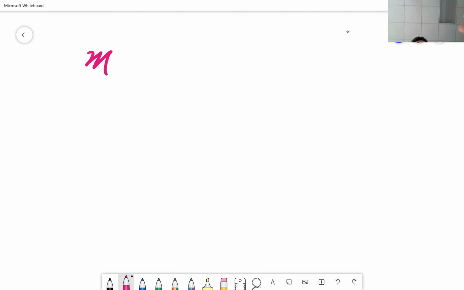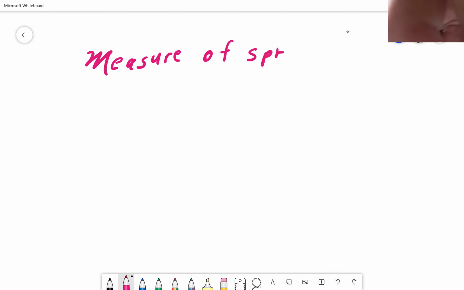So we're doing measure. Why is it so big like that? All right. Measure of spread. And now you can't see anything I'm writing for some reason. It came out sort of. You're recording, right? Yes, I am. I'm recording.